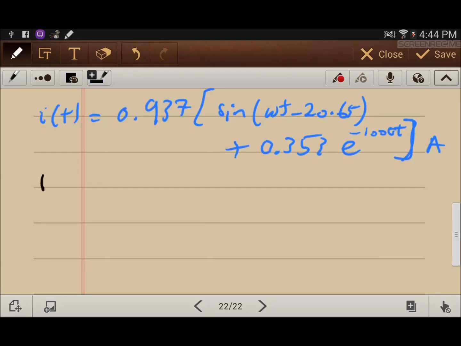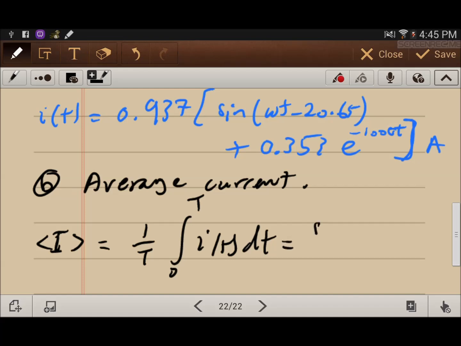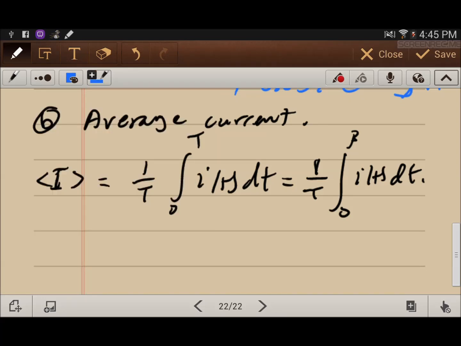B, they want us to find the average current, and the average current I average is equal to 1 over T integral of i(t) dt from 0 up to T. And since the current will equal 0 when it reaches beta, it's from 0 up to beta of i(t) dt. So now we have to find beta.